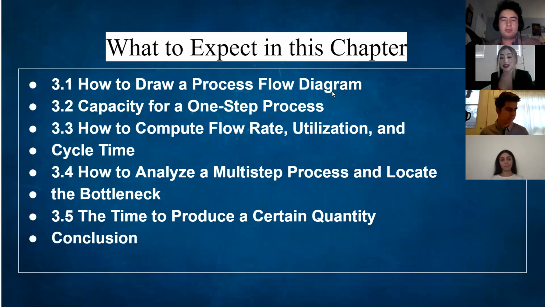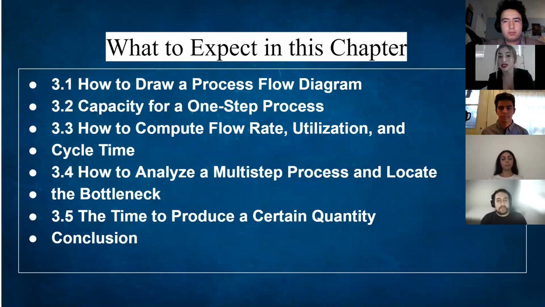So what to expect in this chapter, we're going to start off with 3.1, how to draw a process flow diagram, which I will go over in a little bit more detail. Then we're going to move over to capacity for one-step process, how to compute flow rate, utilization, and cycle time, and then how to analyze a multi-step process and locate the bottleneck. And the last slide will be the time to produce a certain quantity and our conclusion.